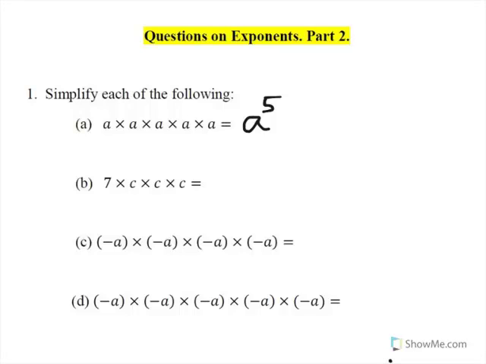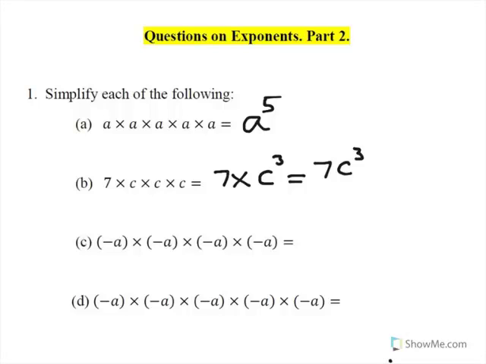For part B, it's 7 times. The base is c. How many c's am I multiplying by each other? It's 3, so the exponent is 3. And this is written simply as 7c to the power of 3, or, sorry, 7c cubed.